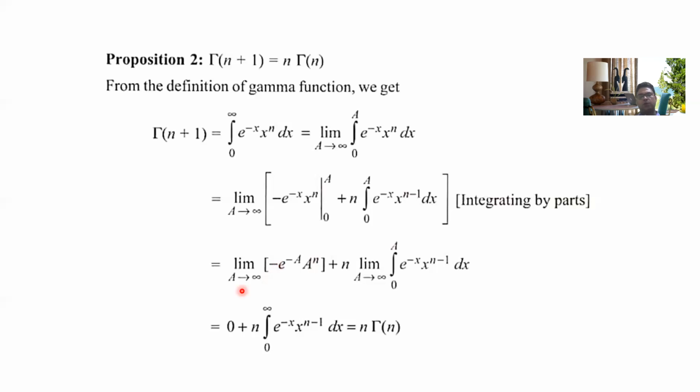When a tends to infinity, e to the power minus a goes to 0, so from here we get 0. Then you have plus n times the integral from 0 to infinity of e to the power minus x, x to the power n minus 1 dx, which is nothing but gamma n. So ultimately you have n gamma n. Here we have proved that gamma n plus 1 is equal to n gamma n. This type of proof you can see in your question paper also.